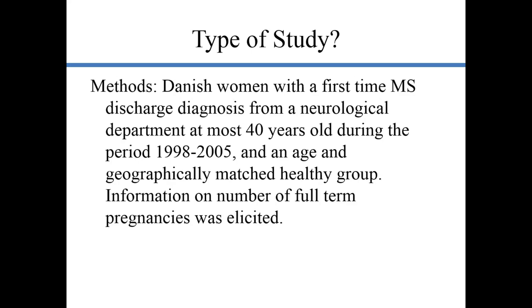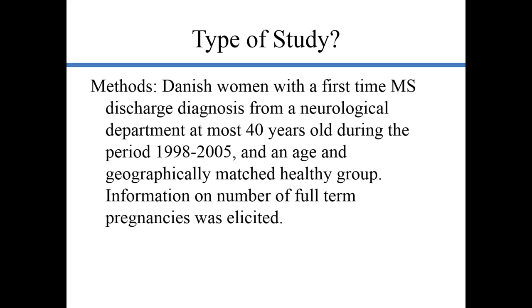So what type of study is this? It's another quiz. Danish women with a first-time multiple sclerosis discharge diagnosis from a neurological department, at most 40 years old, in other words 40 years or younger, during the period 1998 to 2005, and an age and geographically matched healthy control group. So that's who these people were. In other words, women with multiple sclerosis and women from the same area. That's what age and geographically matched means. They got people from the same age range and the same area where they lived who did not have MS.